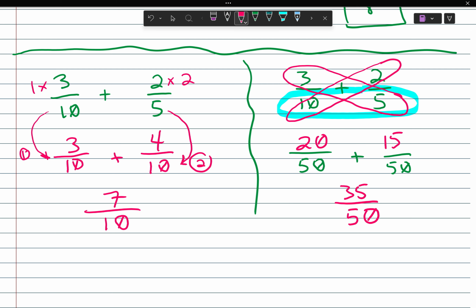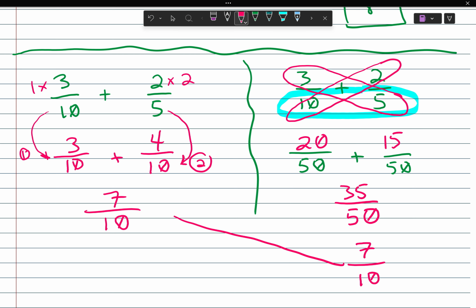And now you just have to reduce. So you just say to yourself, okay, what number out there goes evenly into 35 and 50? I would say 5, right? Because when you have 5 at the end of the number and the 0 at the end of the number, usually they're divisible by 5. So 5 goes into 35 7 times, 5 goes into 50 10 times.